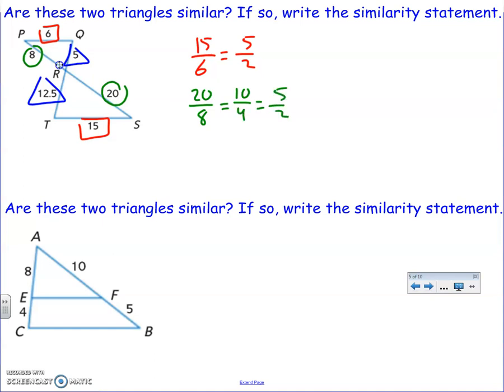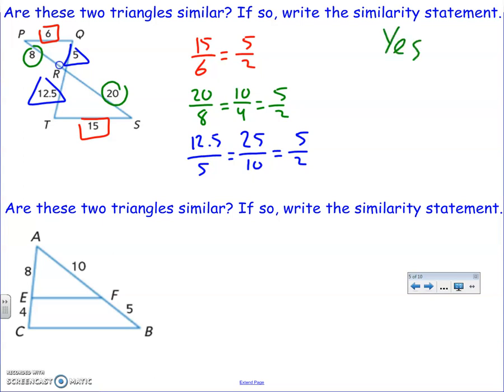We'll try one more. Blue, 12.5 over 5. I'm going to double that to get rid of the decimal. So that's 25 over 10. I'm going to divide by 5. I get 5 over 2. Look, all three are matching. 5 over 2, 5 over 2, 5 over 2. So those are similar. So yes, they're similar.